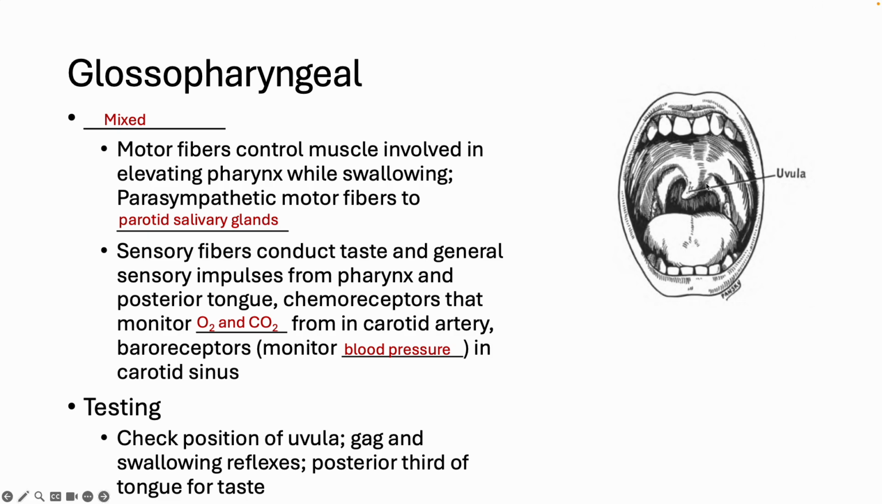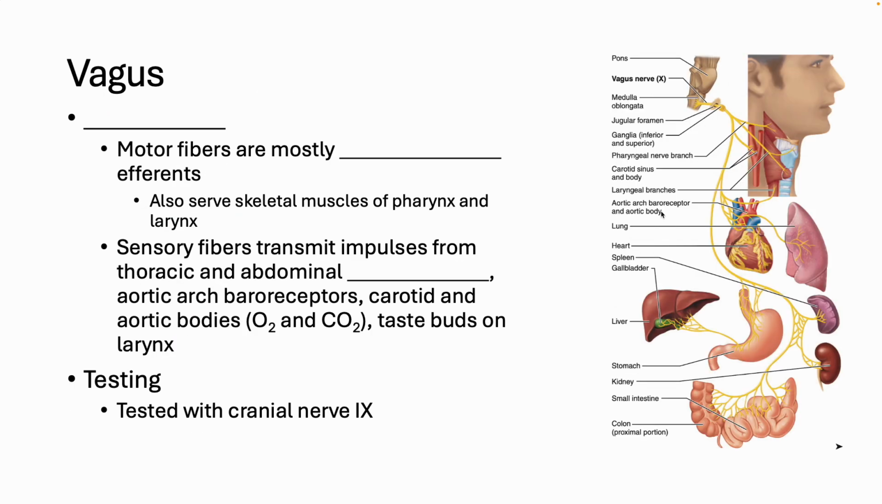If the glossopharyngeal is damaged, it will tend to lead to one side. You also are going to check the gag and swallowing reflexes and check the posterior third of the tongue for taste. The vagus nerve is mixed.